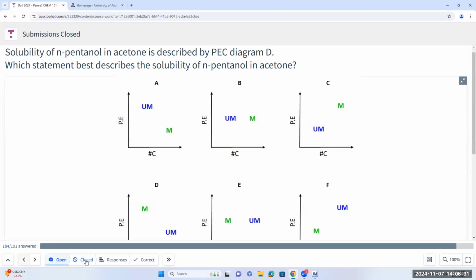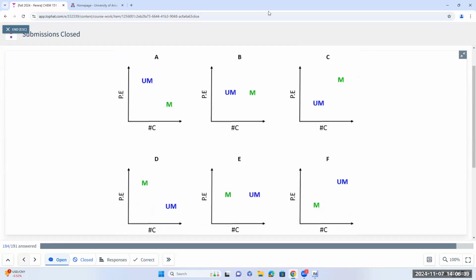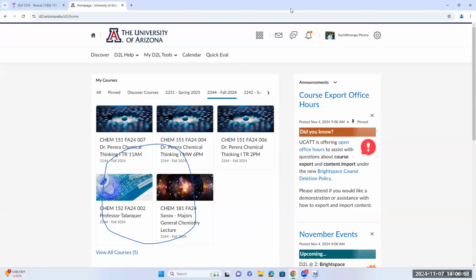All right. So before I look at your answers, I want to actually point out a few things. If you just look at this, you are given the PEG diagram that explains the solubility of these two substances. Now you need to know how to explain this PEG diagram. That's it.